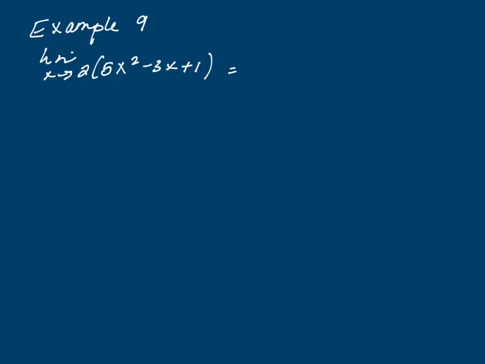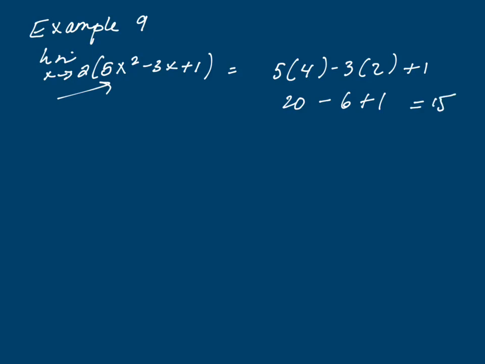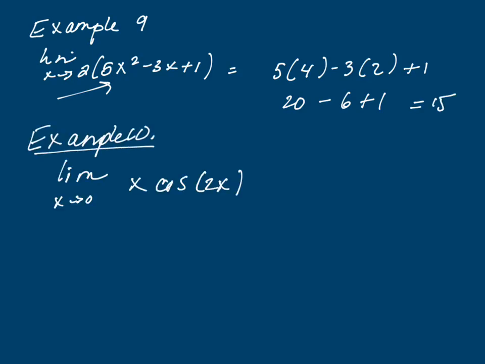Example 9 is just an easy way to see if you have a polynomial, you can just find the limit by standard substitution. So this would be 5 times 4 minus 3 times 2 plus 1. So 20 minus 6 plus 1, so 21 minus 6 would give you 15. So that's the limit.